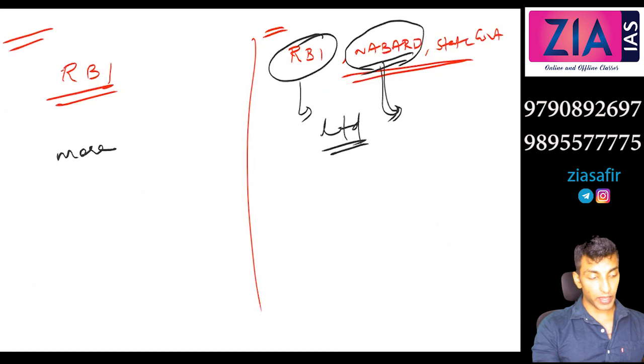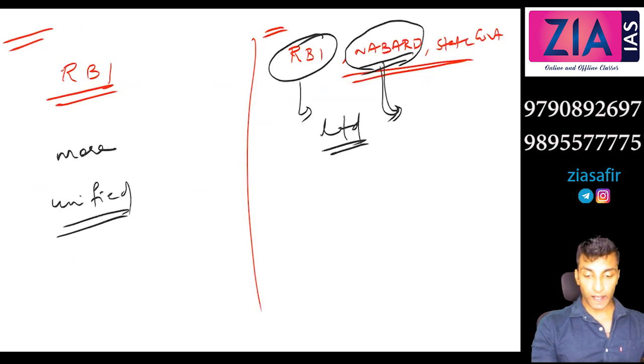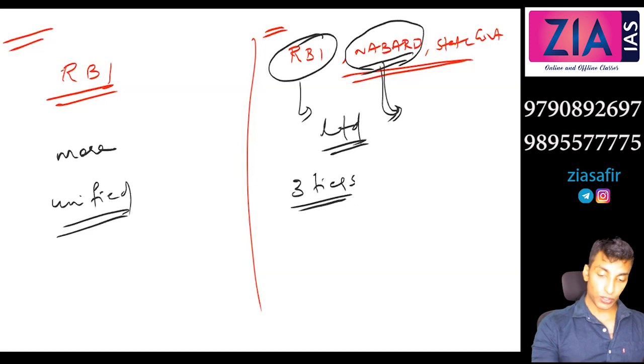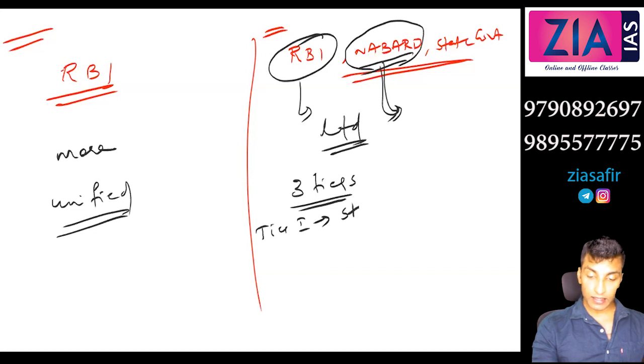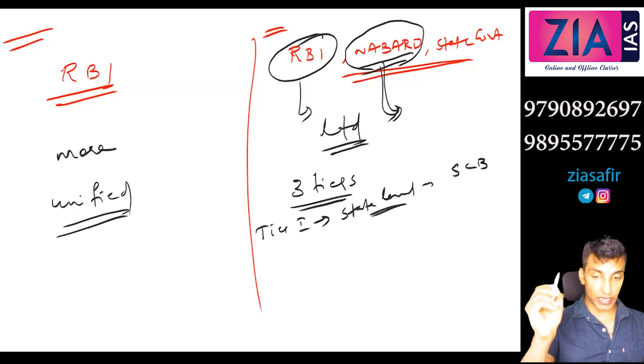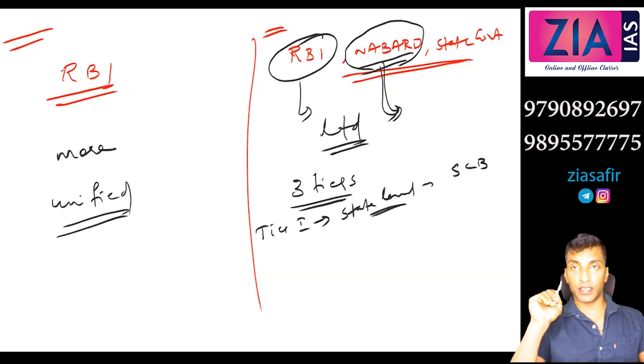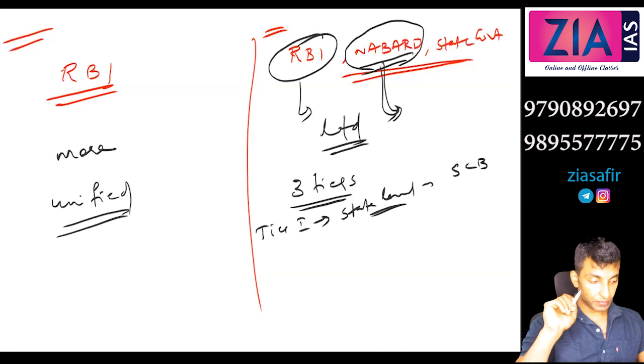Now here there will be a uniform structure. So you can write structure, unified structure. In the case of cooperative banks, there is a 3-tiered structure. So three tiers are there. We need to see what tier 1, tier 2, tier 3 are. Tier 1 is at the state level. So at the state level you can write SCB, State Cooperative Bank.